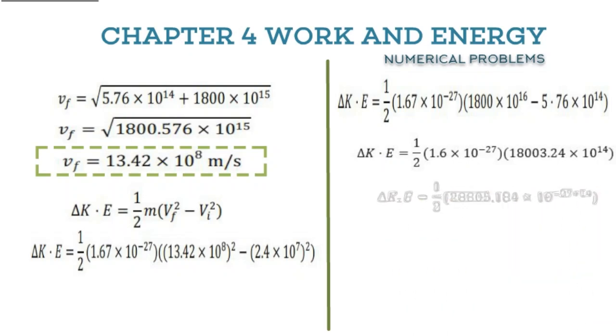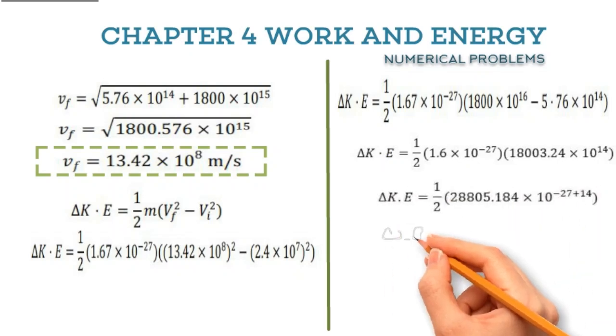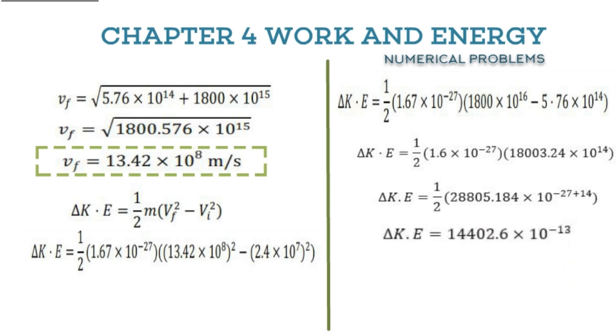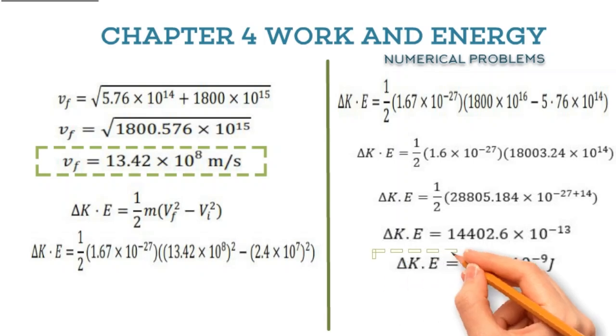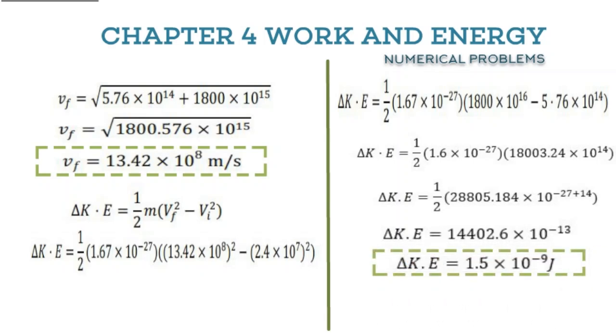Multiply this by the mass of the proton, which is 1.67 times 10 to the power of negative 27. Then divide by 2. The result is approximately 1.5 times 10 to the power of negative 9 joules. So the increase in kinetic energy is about 1.5 times 10 to the power of negative 9 joules.